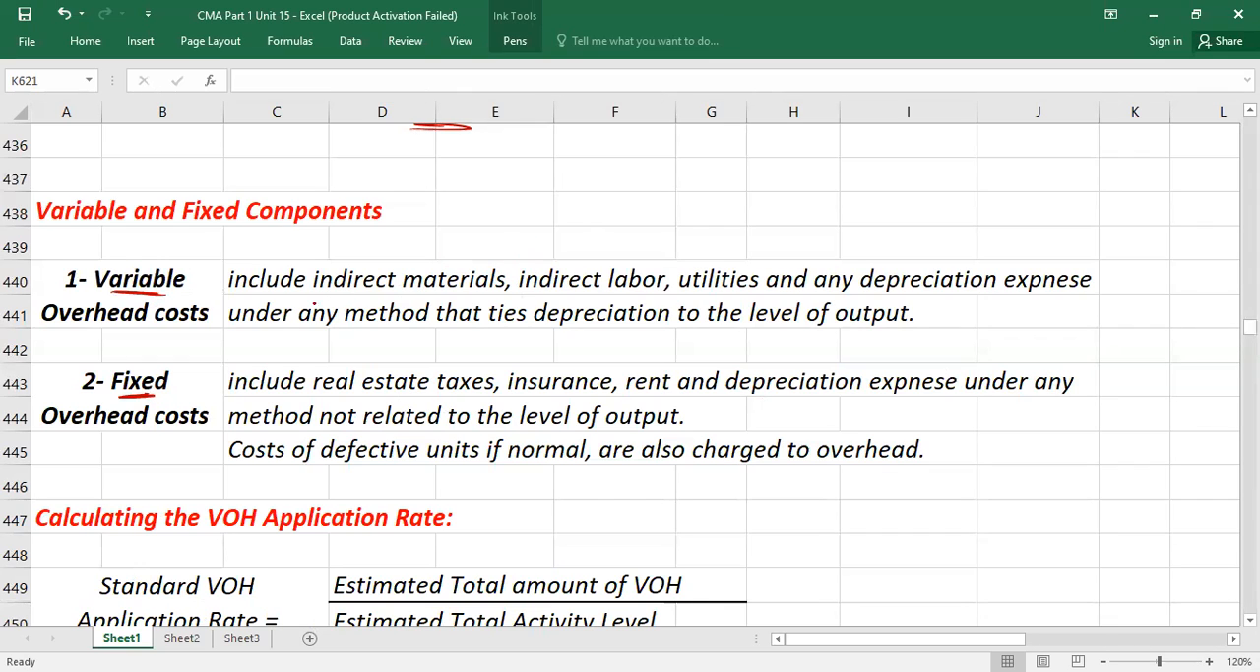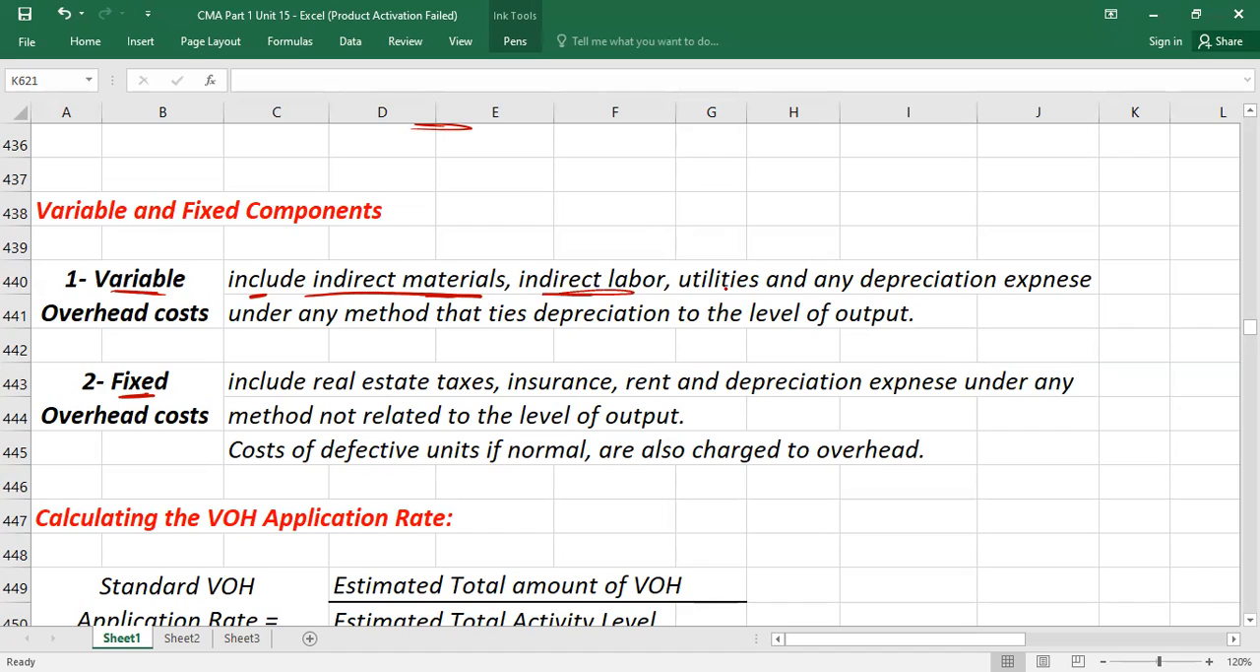So variable overheads include what? Just for example, it includes indirect material. It is variable because of indirect material like glue. If you manufacture more products, you will use more glue. If you manufacture less product, you will use less glue. Same here, like welding compound. If you are welding more items, more compound is required. If you are welding fewer items, less compound is required. So indirect material is your what? Which overhead? Variable overhead.